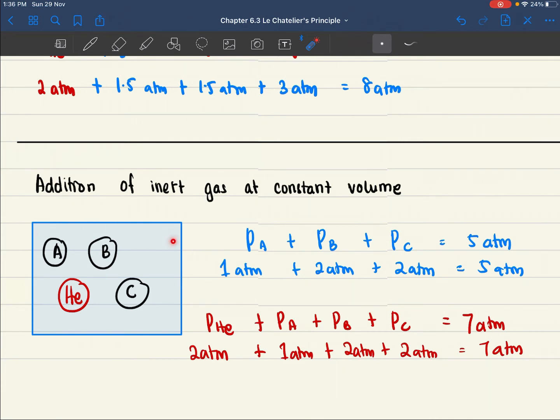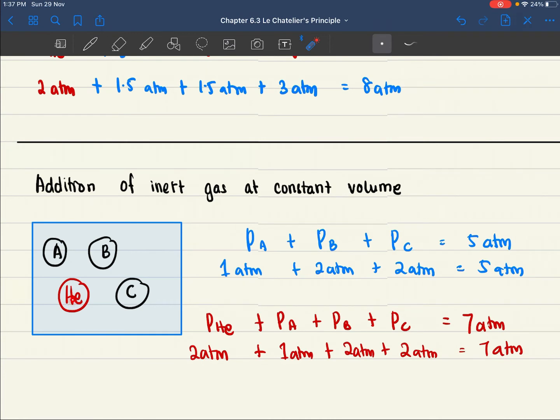Imagine dalam satu bekas ni, dalam satu container ni kamu ada gas A, gas B, gas C. Partial pressure of gas A, B, C total equal to 5 atm. Partial pressure of A, let's say 1 atm, partial pressure of B 2 atm, partial pressure of C 2 atm. So total up equal to 5 atm. This one before addition of inert gas. Tapi sekarang kita tambah inert gas tapi at constant volume. That means the size of the container is the same. Tapi helium masuk dalam ni.